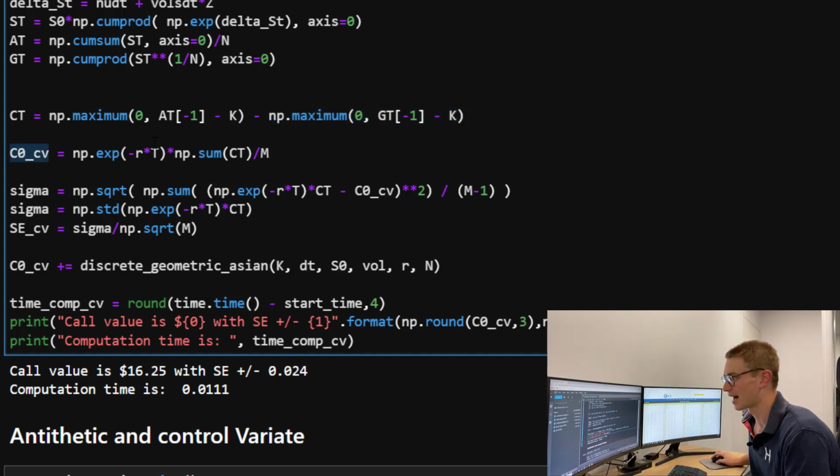Here we take the discounted expectation of this portfolio payoff, and then we add back on the discrete geometric Asian price. So now what you'll see is that our call value is around the same, 16.25, but our standard error has been incredibly reduced from 0.8 all the way down to 0.02. So an incredible reduction in the standard error.